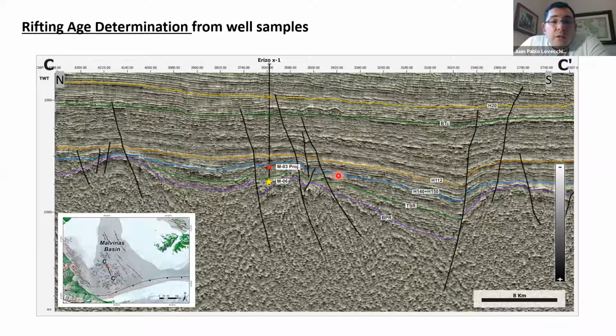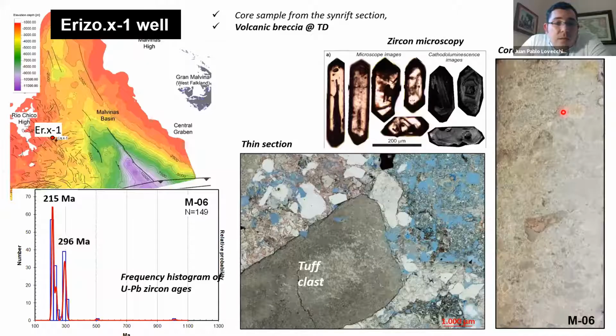So we carried out the detrital zircon chronology here in the Malvinas Basin. We obtained rock samples from two wells at the bottom. At the total depth of the Arizo well, we recovered a volcanic breccia. This is the thin section. This is what the thin section looks like.